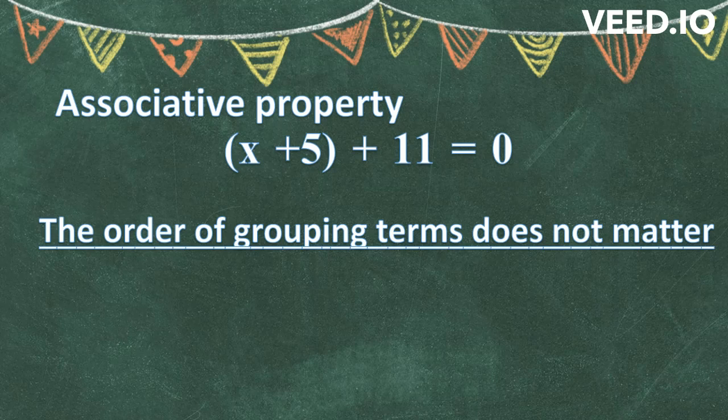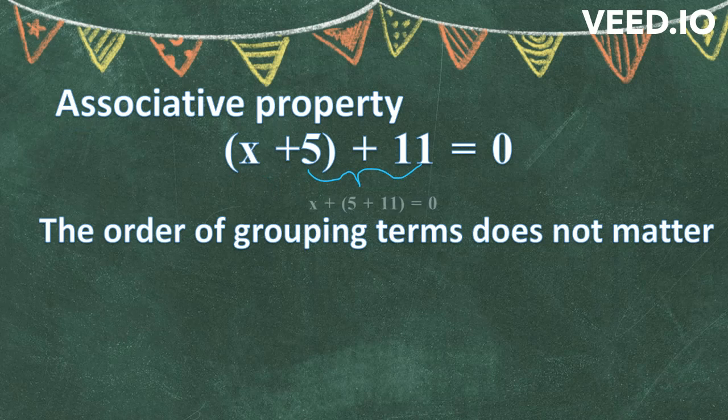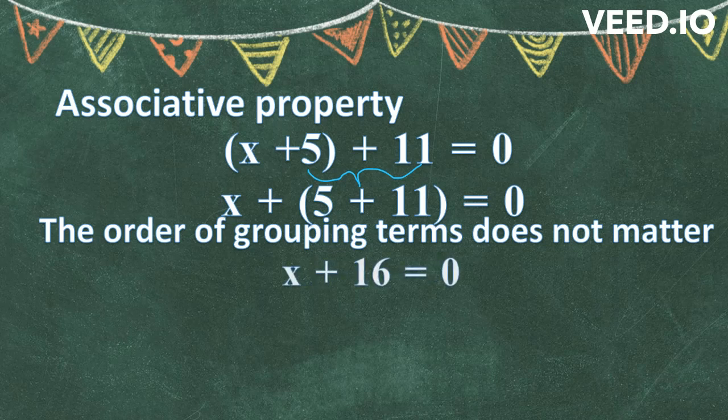which means we have grouped x and 5 together here. What associative property tells us is we can group them in a different order. Say we can group 5 plus 11 together, so x + (5 + 11). The order in which we group does not matter. The answer remains the same. So this becomes x + 16 = 0.